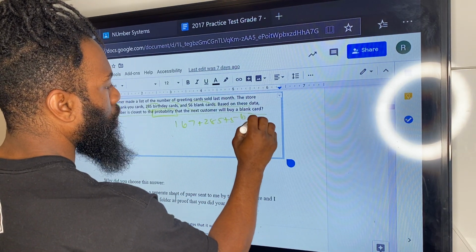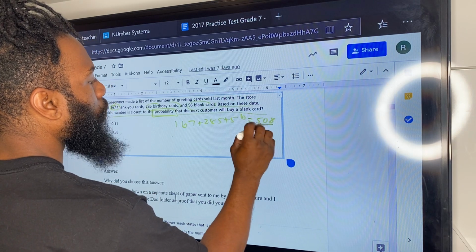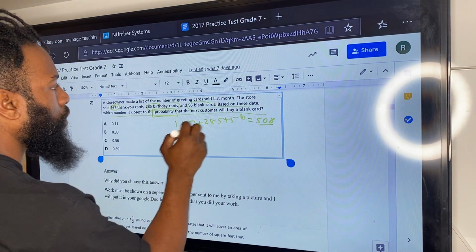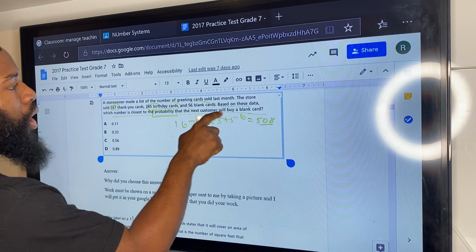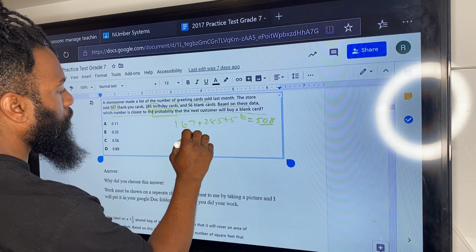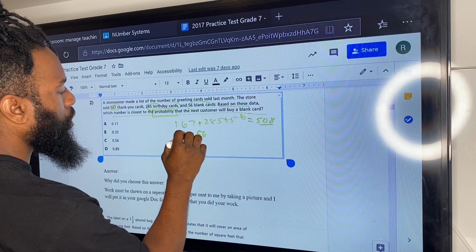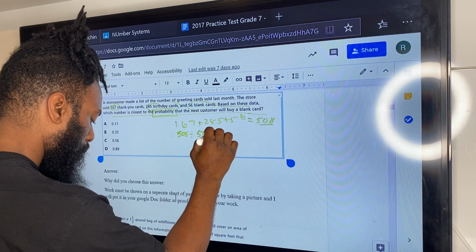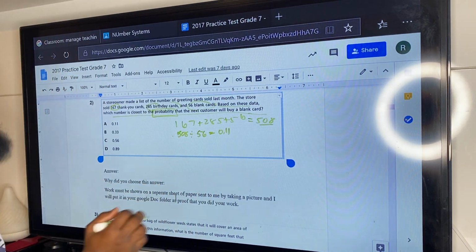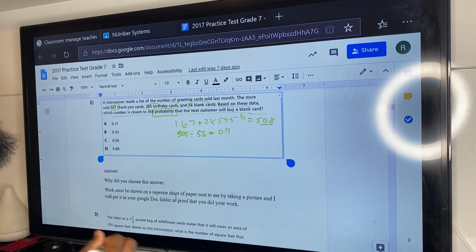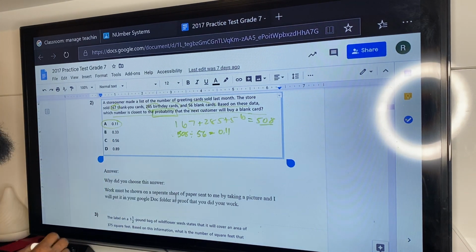And this 508 is the total amount of cards. So you take the probability of the blank card, which is 56, and divide it by 508, and you'll get 0.11. And the probability that a customer will pick a blank card will be 0.11. I'll leave that up for a second, and then I will move on.